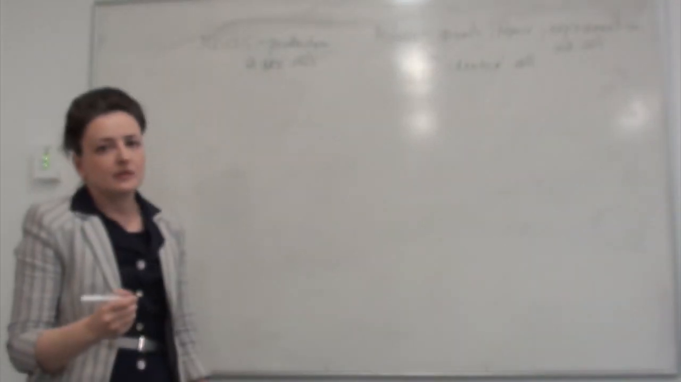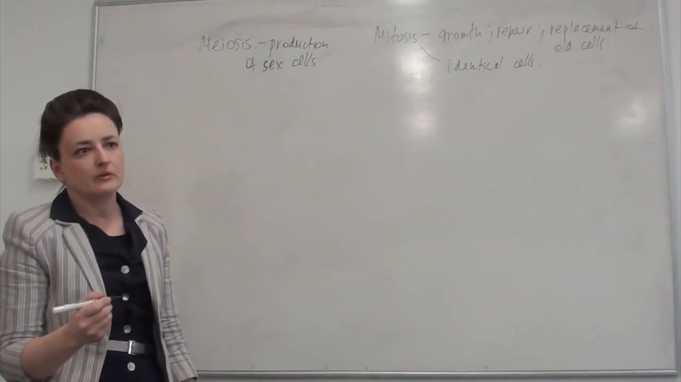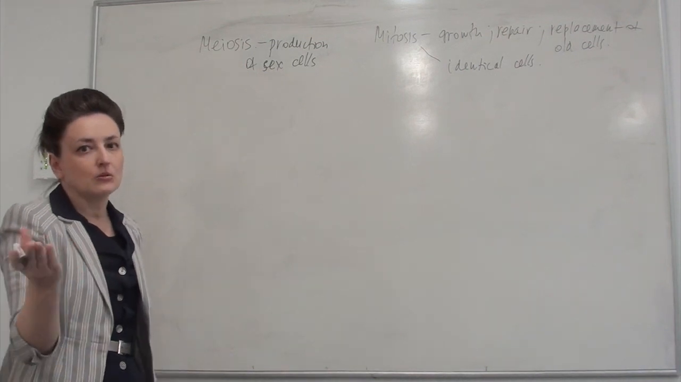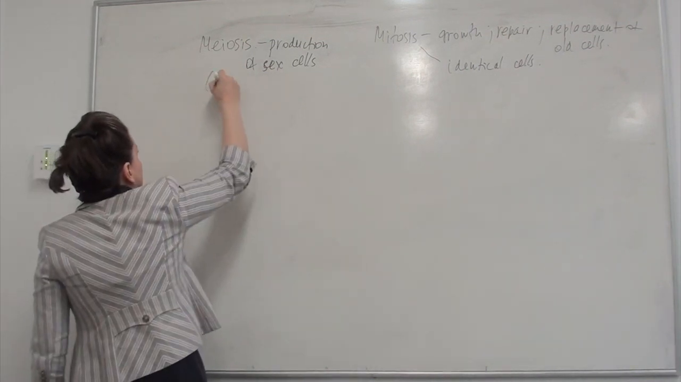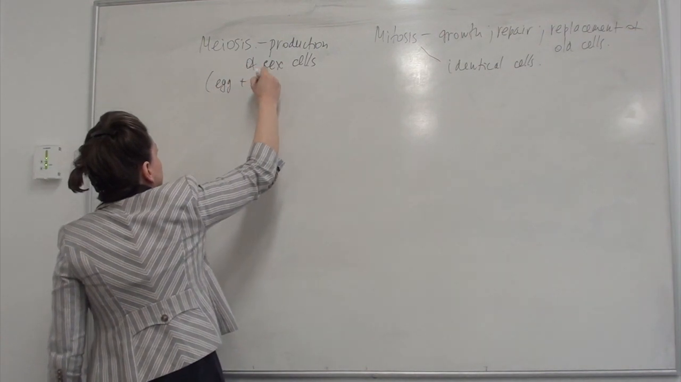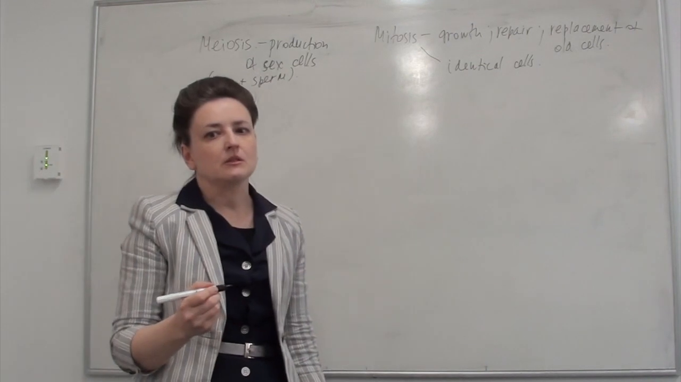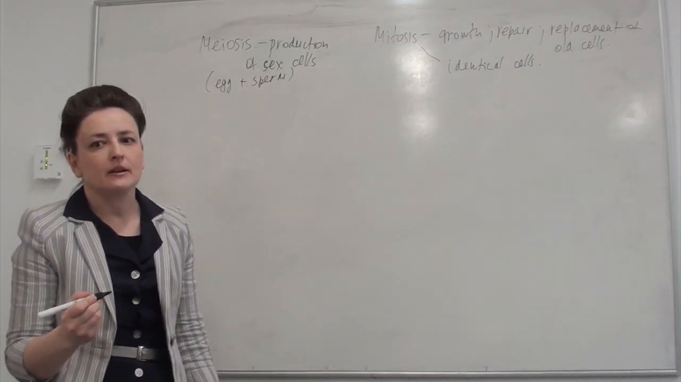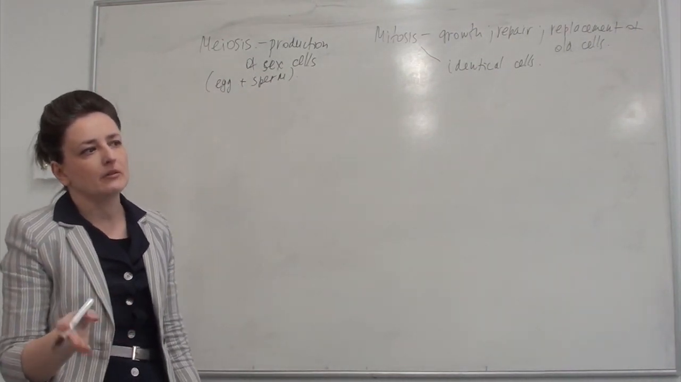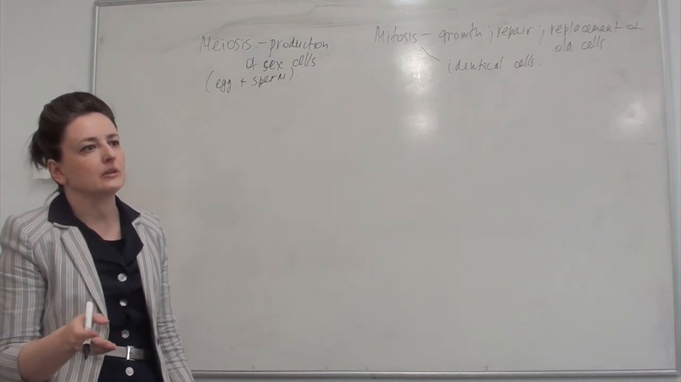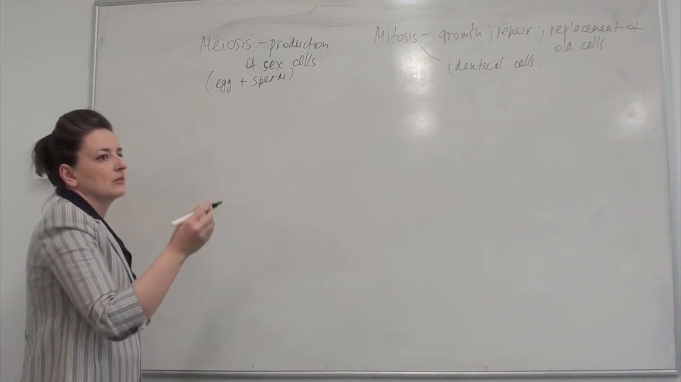So what do I mean by sex cells? Specifically, egg or sperm, exactly. So it will be egg and sperm. So my next question then is, how is egg and sperm different to any other cell in your body? In which way are they different? There's 23 chromosomes. Right, exactly.